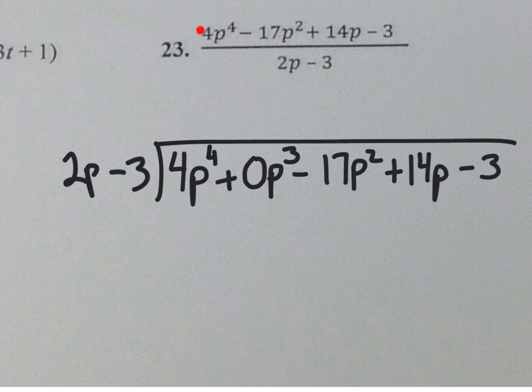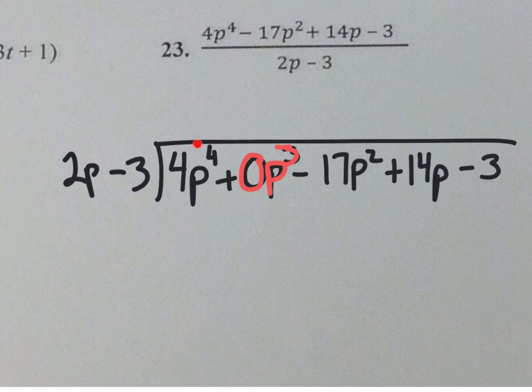You make sure that your expressions, your polynomials, are in standard form, highest exponent, 4, 3, 2, 1, number. From highest to lowest. Now notice there is no p cubed, so you have to still write it with the 0 in front. 0 represents that there is no p to the third, but you still need to represent it on your division problem. So what am I going to do? I want to go 2p times what will give me a 4p to the fourth.